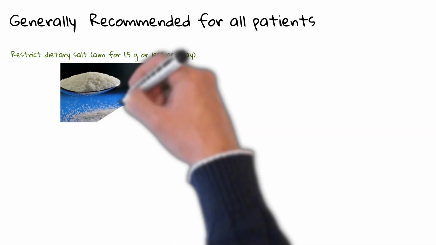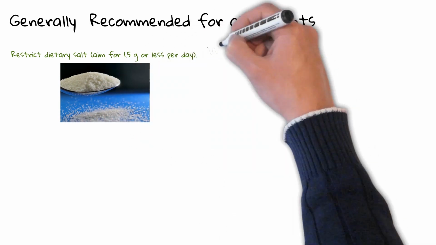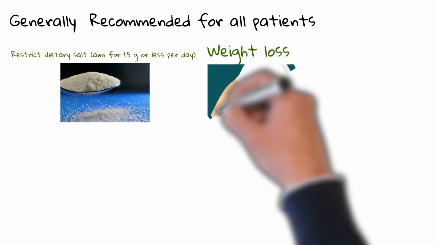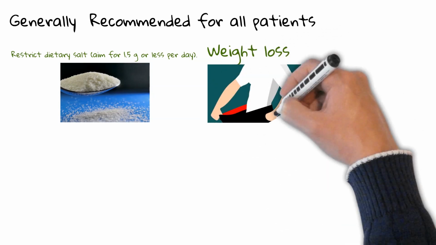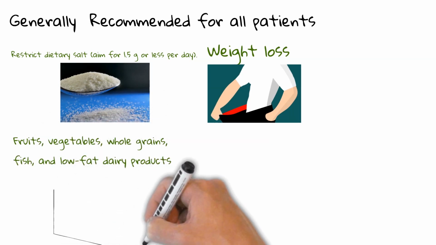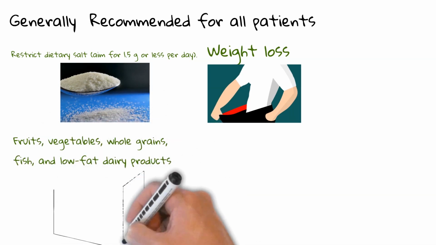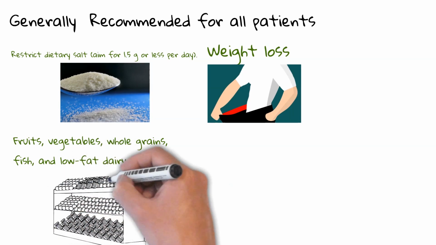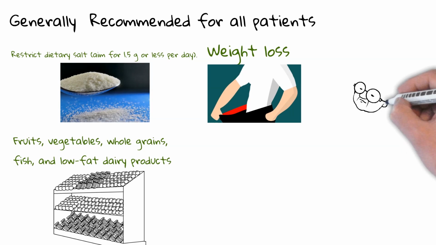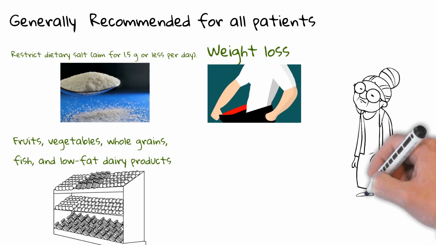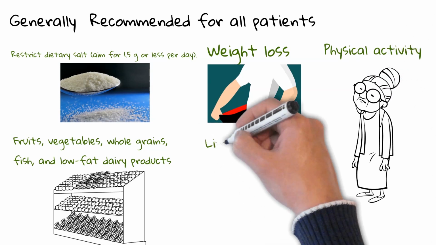Restrict dietary salt, aim for 1.5 grams or less per day. Weight loss: every 1 pound or 0.45 kilograms of weight loss will result in a reduction of 1 millimeter of mercury in blood pressure. A diet rich in fruits, vegetables, whole grains, fish, and low-fat dairy products helps to reduce blood pressure by an average of 6/4 millimeters of mercury.